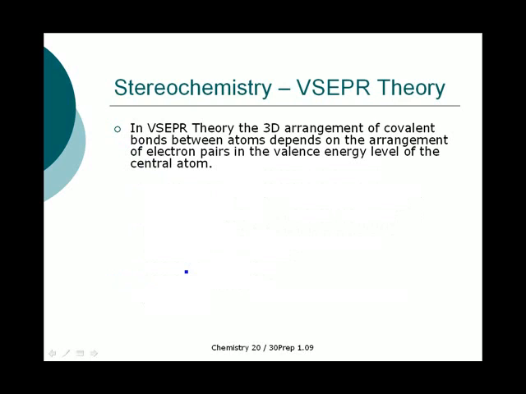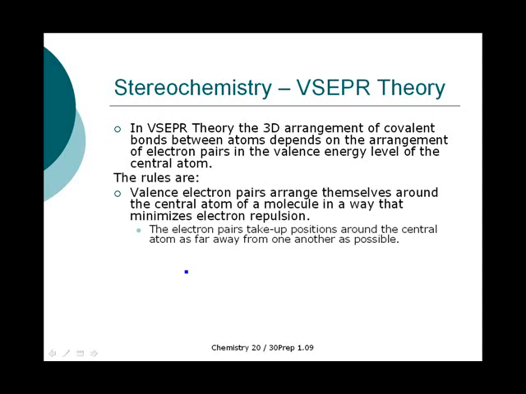So we're looking at the 3D arrangement of covalent bonds between atoms, and it depends on the arrangement of valence electrons of a central atom. So we're always going to be trying to build our structures around a center. And here's the rules. Valence electron pairs arrange themselves around the center atom of a molecule in a way that minimizes electron repulsion, or valence electrons always try to get as far away from each other as possible because electrons are negatively charged, and negative things with the same charge repel each other.